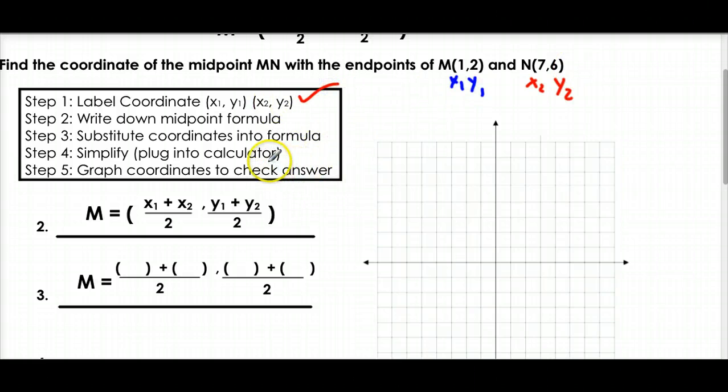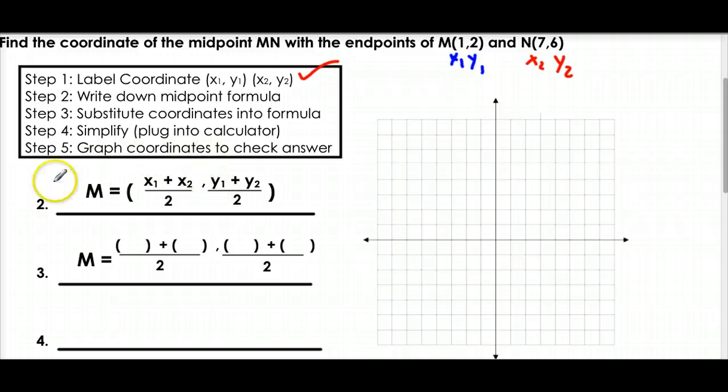Done. Step 2 is to write down the midpoint formula. And luckily enough, I did it for you, but it's always good, just for your memory, to write down the midpoint formula. It's hard memorizing formulas, but if you keep writing them, you'll get good at it. Step 3 is to substitute the coordinates into the formula.